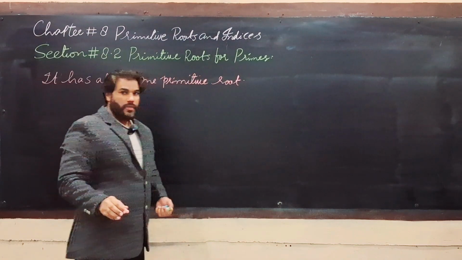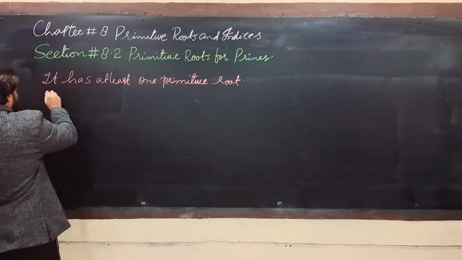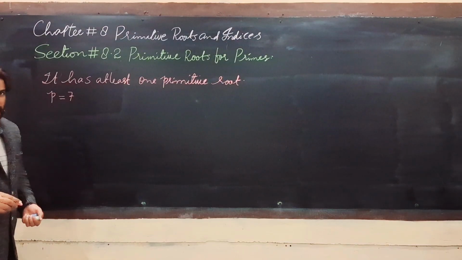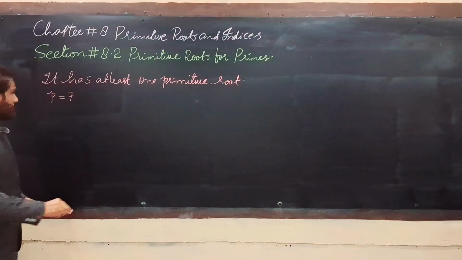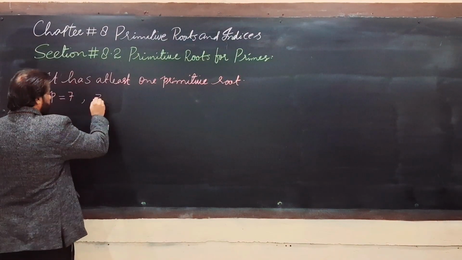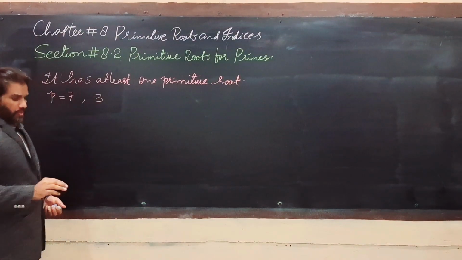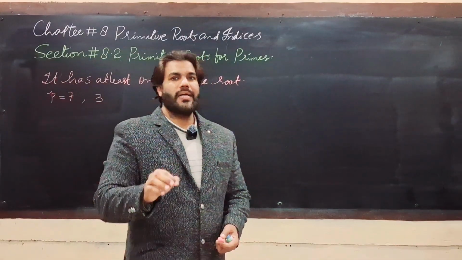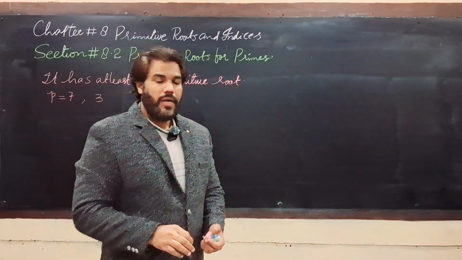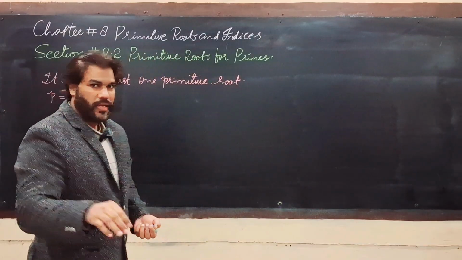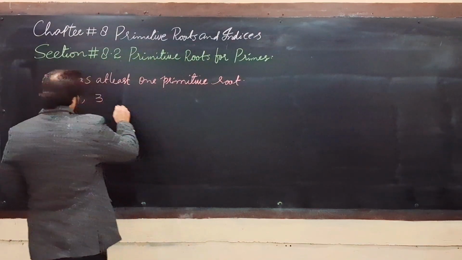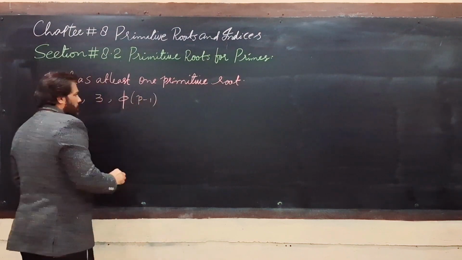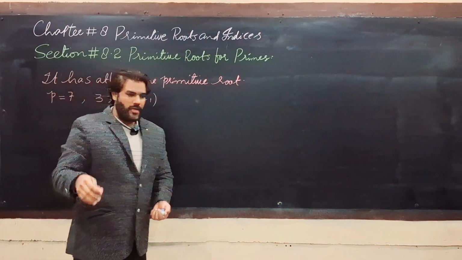For example, you have seen that when our modulo is prime p and it is equal to 7, then one of the primitive roots is 3. So it is the property of any prime number p that it must have at least one primitive root, and the total number of primitive roots for any prime p is given by the formula phi of p minus 1, and this formula is not different from the earlier one.